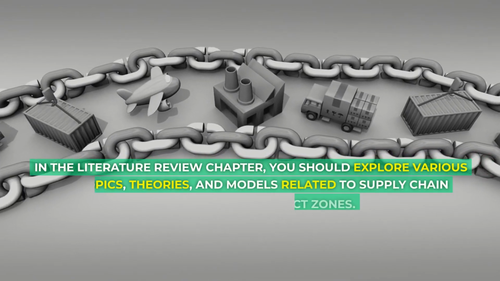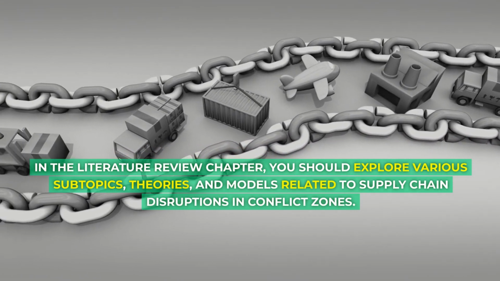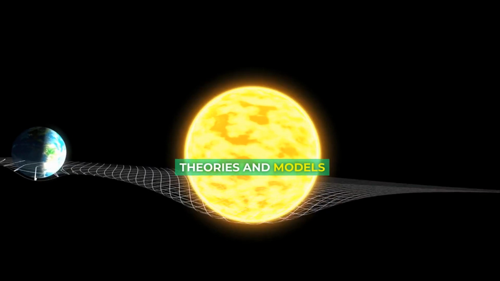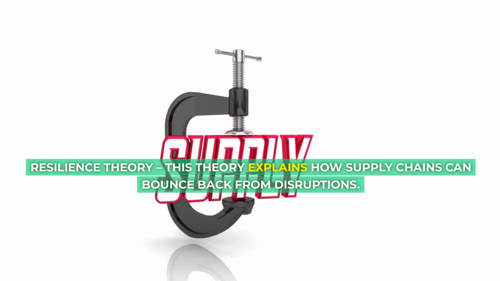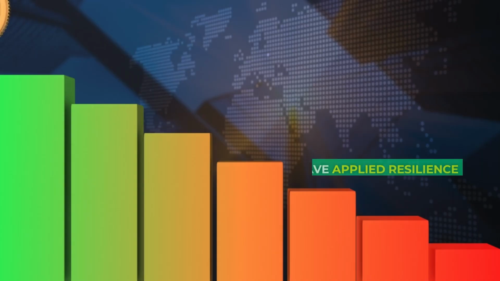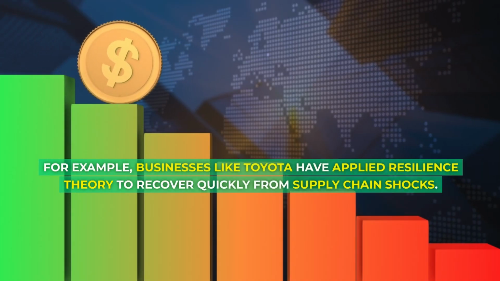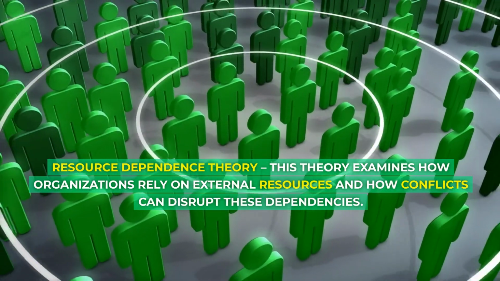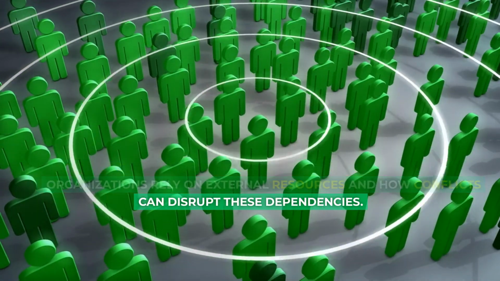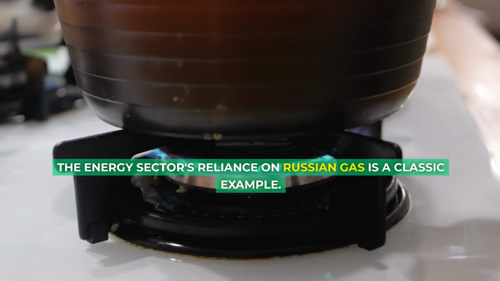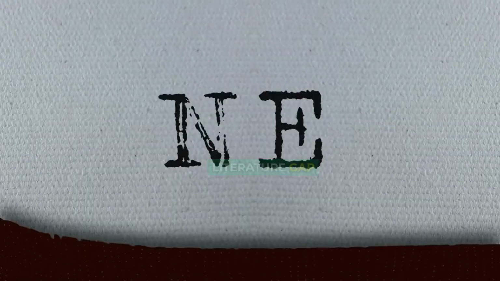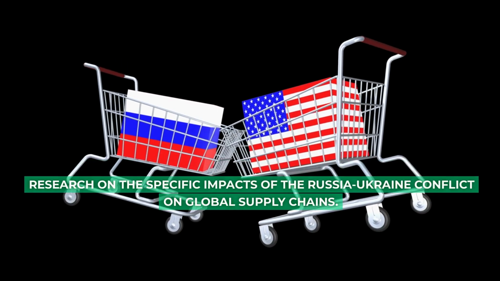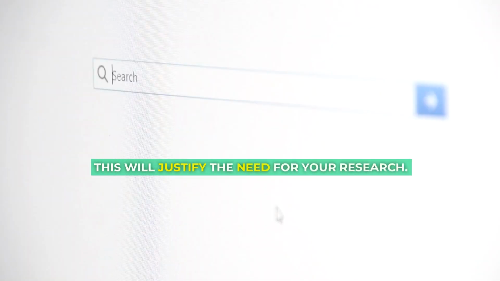In the literature review chapter, you should explore various subtopics, theories, and models related to supply chain disruptions in conflict zones. Some suitable subtopics include theories and models. Resilience theory. This theory explains how supply chains can bounce back from disruptions. For example, businesses like Toyota have applied resilience theory to recover quickly from supply chain shocks. Resource dependence theory. This theory examines how organizations rely on external resources and how conflicts can disrupt these dependencies. The energy sector's reliance on Russian gas is a classic example. Literature gap. Identify gaps in the existing literature, such as insufficient research on the specific impacts of the Russia-Ukraine conflict on global supply chains. This will justify the need for your research.